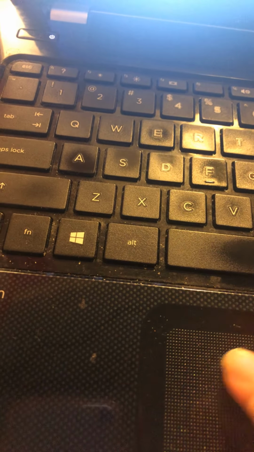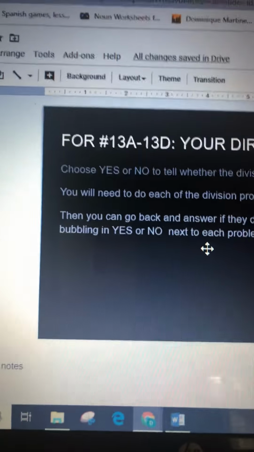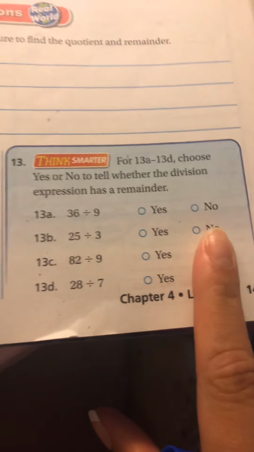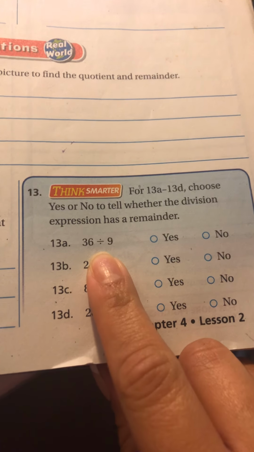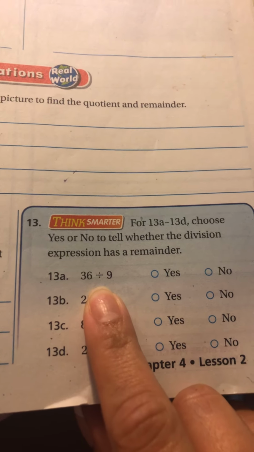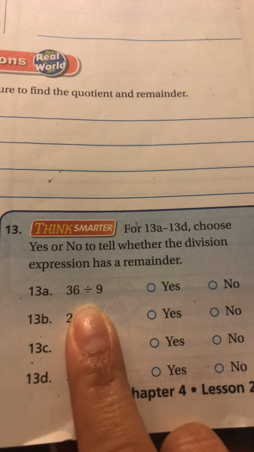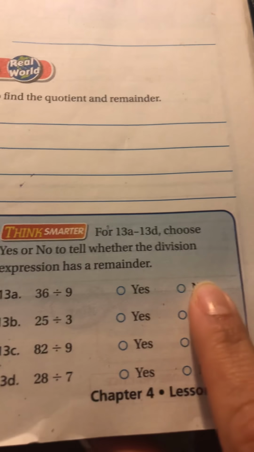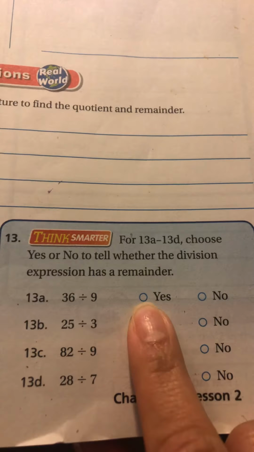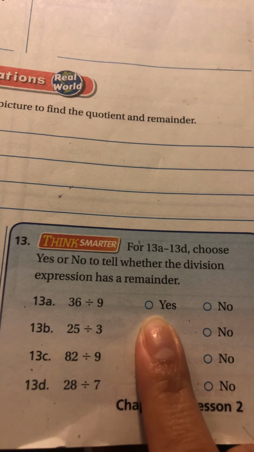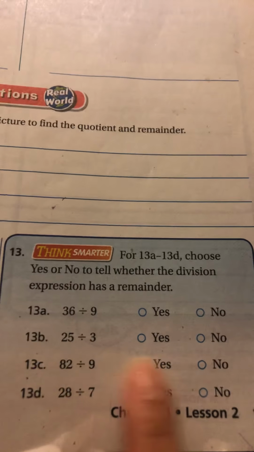The second group of problems that you have is this one, which is 13A through D. You need to be able to, on a separate sheet of paper, so it's this group of problems down here, right? It says choose yes or no to tell whether the division expression has a remainder. So you have to do the problem first on a separate sheet of notebook paper. Then figure out if this problem has a remaining amount. It might not. If it doesn't, circle no. If it does have a remainder, circle yes. Okay? And you'll do that for each of the rest of the problems.